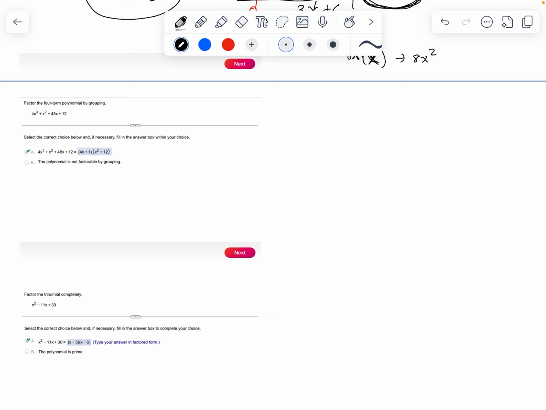Here they say to factor the 4-term polynomial by grouping. We have 4x to the third plus x squared plus 48x plus 12. So we're gonna group. We group the first two here, and then we group the last two terms. What can we factor out of the first group? We can factor x squared, right?